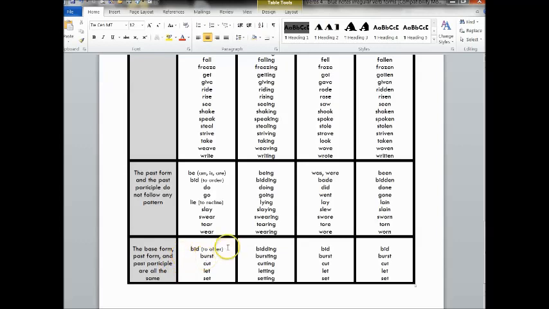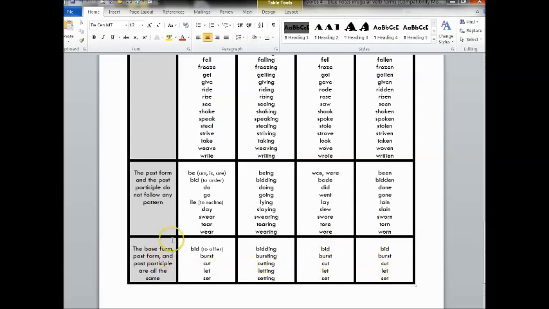And then bid, meaning to offer. I was bidding on something. That would be bid and bid. I bid on the tent on eBay, right? I bid on the laptop on eBay. I have bid on eBay before. Burst is the same all the way across as well.